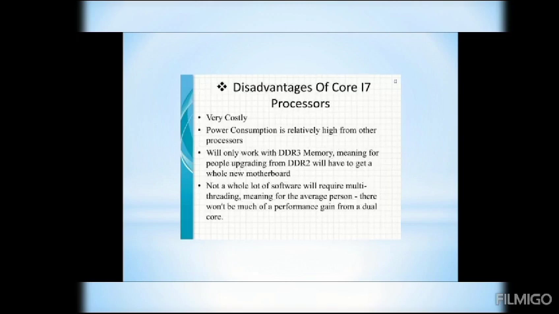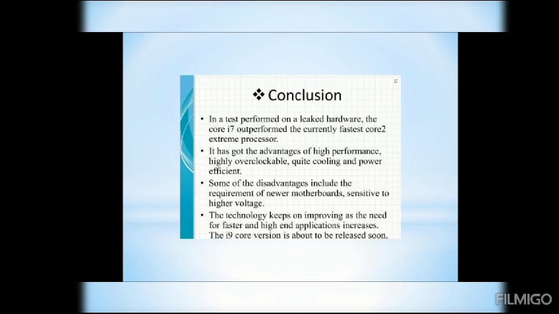Disadvantages of the Core i7 processor: very costly, power consumption is relatively high compared to other processors, and it will only work with DDR3 memory, meaning people upgrading from DDR2 will have to get a whole new motherboard. Not a whole lot of software requires multi-threading, meaning for the average person there won't be much of a performance gain from the dual core. Let us come to the conclusion.